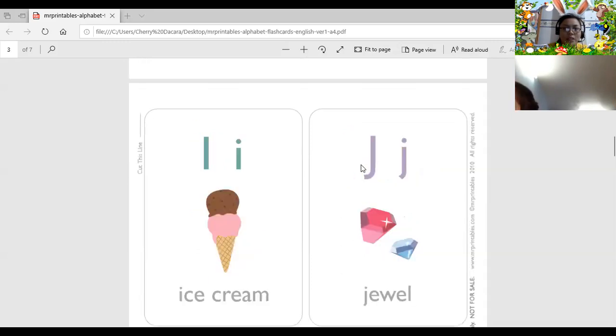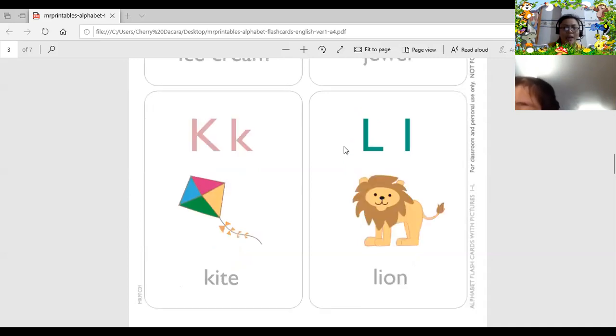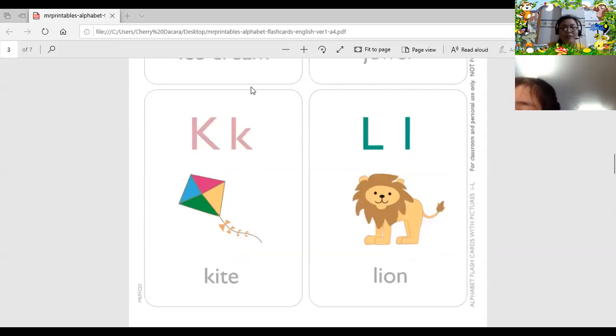Okay, what about this one, Bong? Letter I. Okay, good job. Letter I. And this is letter J. Okay, letter J. Very good.